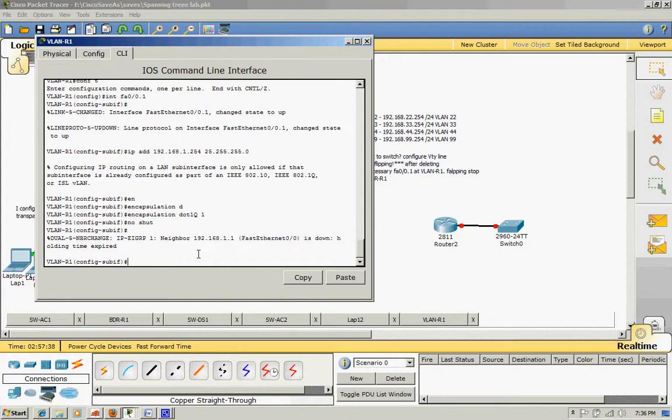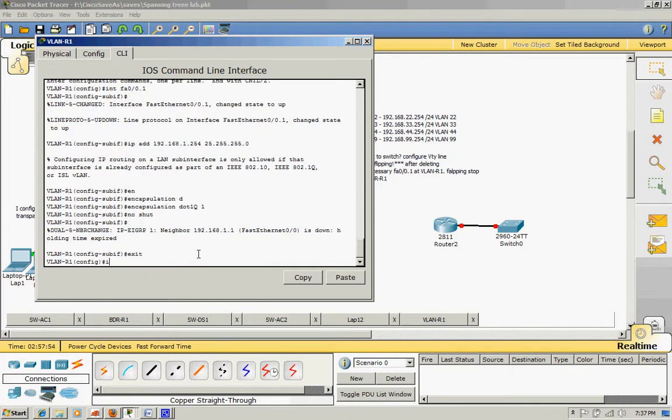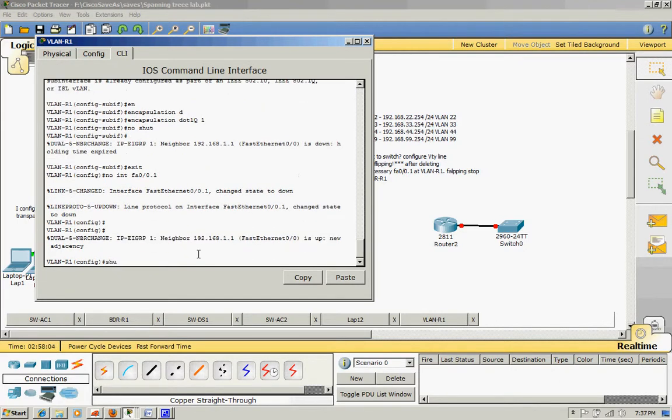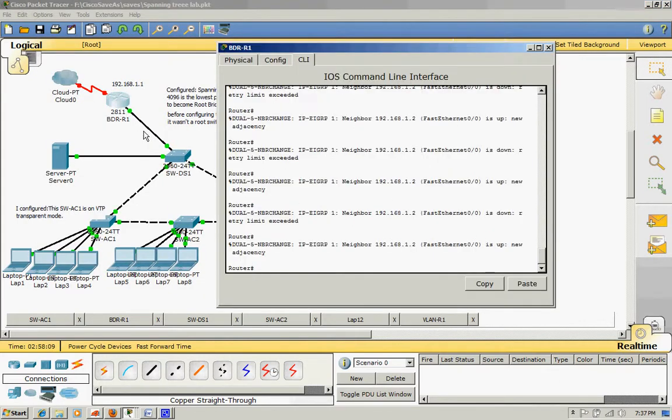So I do the, okay, no IP, no, I mean, no, okay, exit first. Okay, so no interface fa0/0.1. So that would be, you will not see it anymore here. It's up, and then it's not going to be up and down again.